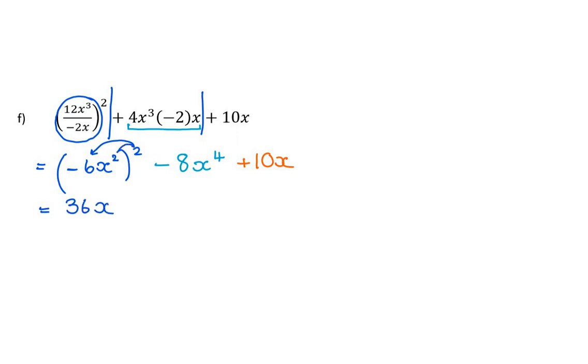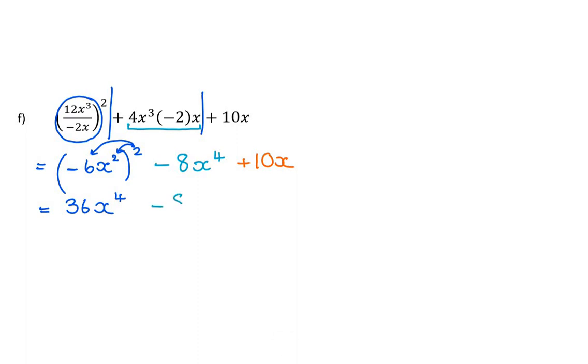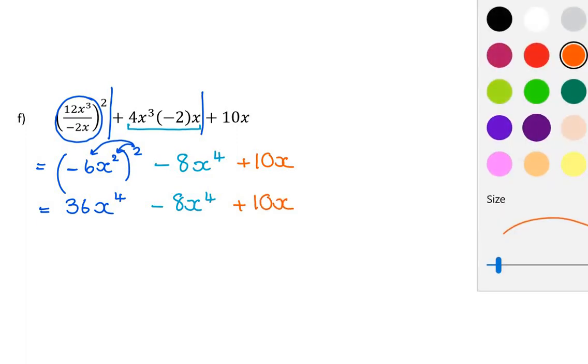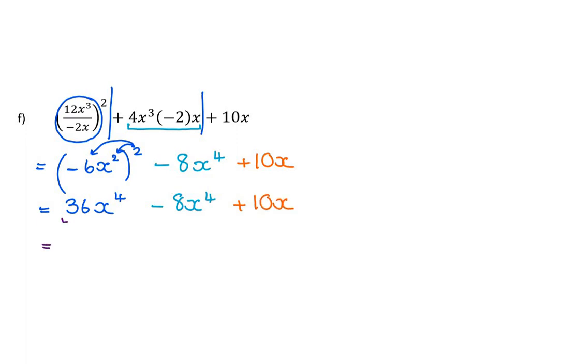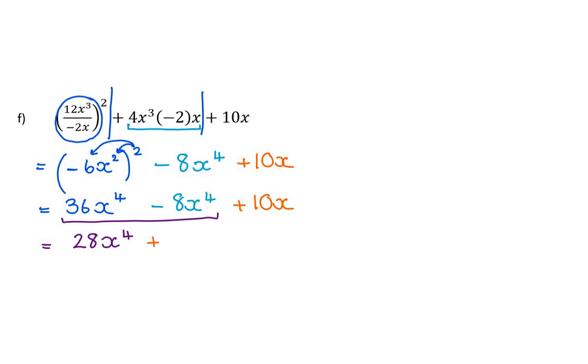When I raise a power to another power, I multiply. So that's still 3 and 4 of exponents coming in there. Then minus 8x to the power of 4, that looks like a like term with that first term. And then the plus 10x looks like an unlike term with the others. So lastly, I'm going to add my first 2 terms together because they're like terms. 36 take away 8, as far as I know, is 28x to the power of 4. And my plus 10x is just hanging along at the end. It's not a like term with anything.